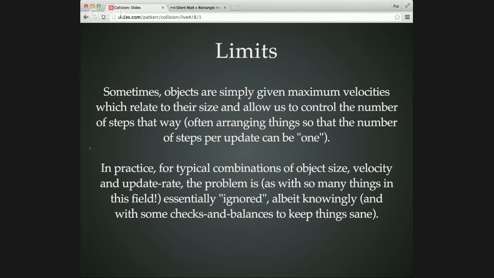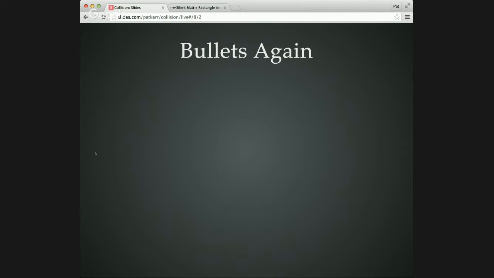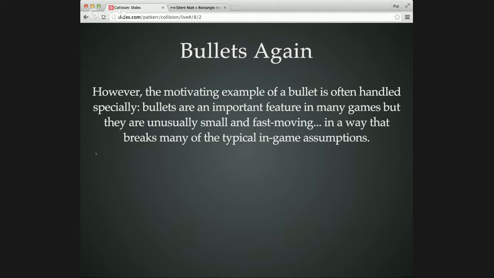Sometimes you have to take special care, but often it works with some reasonable checks and balances, as long as you allow for it. But it doesn't work with bullets, right? Bullets really are the hard case here. You can't constrain a bullet to never move more than its own length per frame, otherwise you'd have a remarkably slow-moving bullet. So you have to do something special.